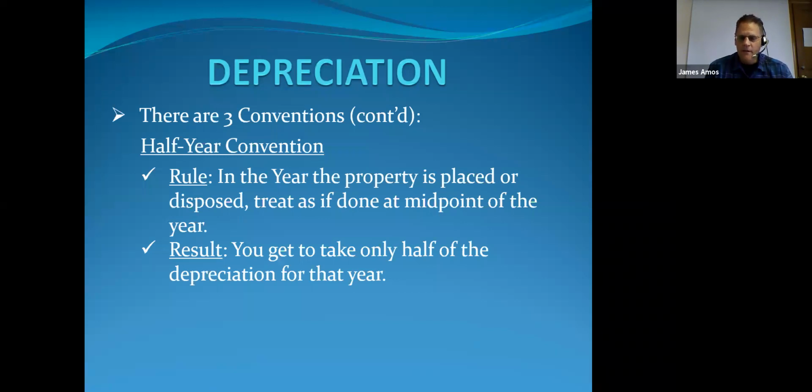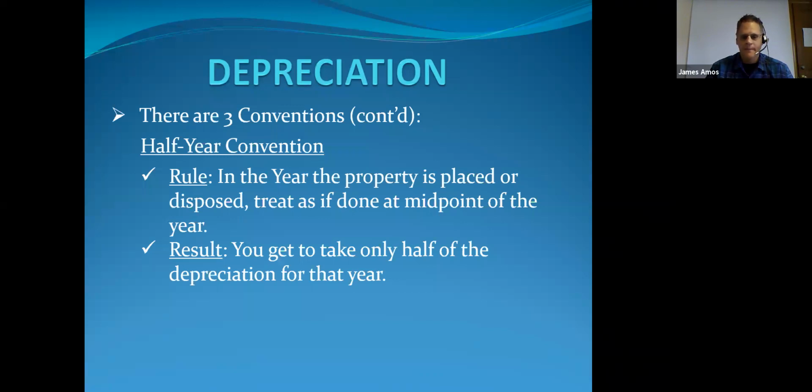Now, if you do the math on that, what would happen when you got done with all your depreciation in the last year? You'd still have a half a year's worth of depreciation. Well, remember, a convention applies to the year you put it in service or the year you get rid of the property. So on that last year, you get to take the other half that you missed.